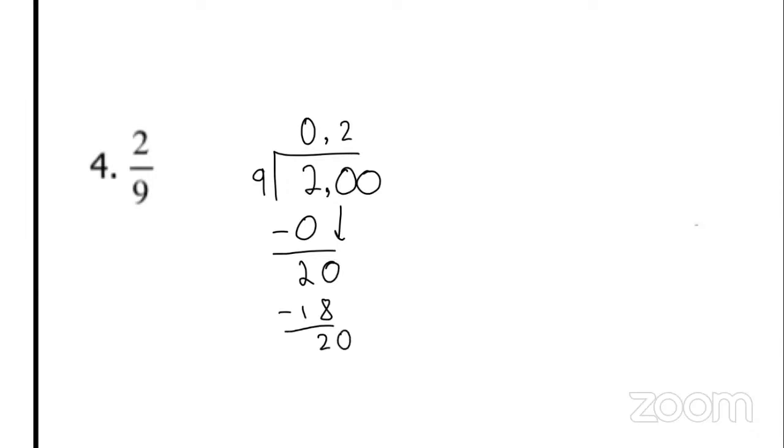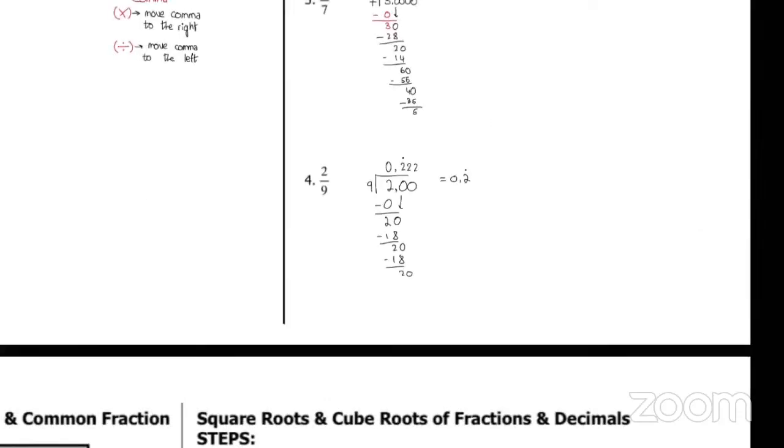Remember 0. 2 as well. 2 times 9 is 18. That's 2. Bring another 0, 2, and it's going to go on. So essentially here you can say your answer is 0,2 recurring. Okay, so that's how you solve those questions.